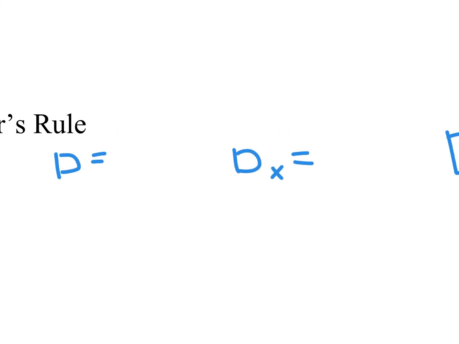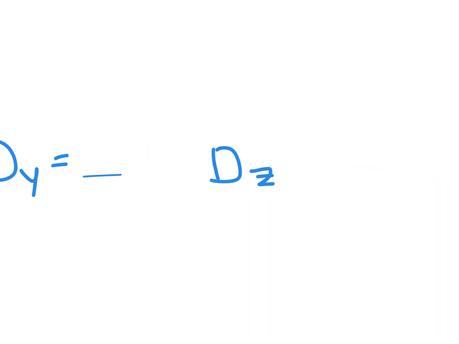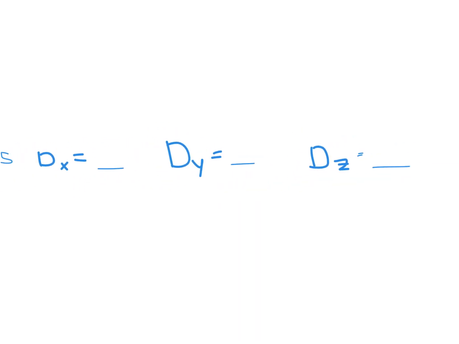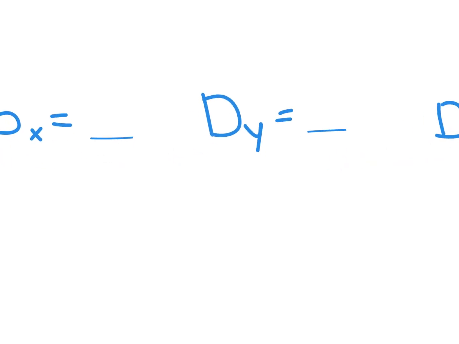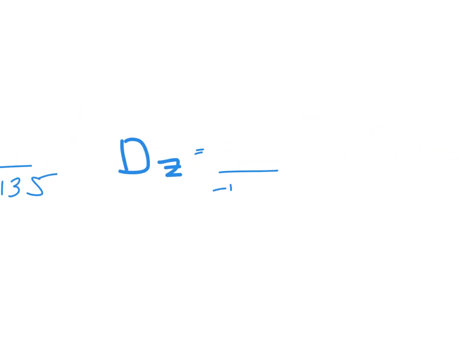So now that we found our determinant, negative 135, where is that going to go? When I find all of my D subs, where is the negative 135 going to go? In the numerator or the denominator? It's the denominator. It's what you divide by. So negative 135, negative 135, negative 135.